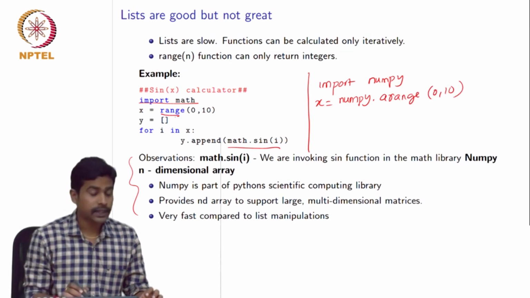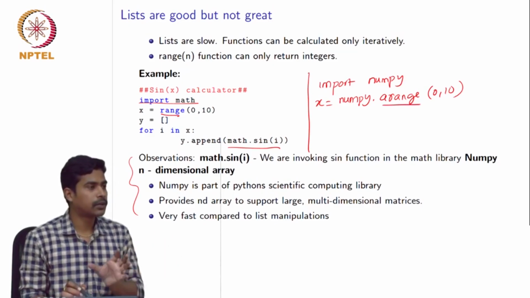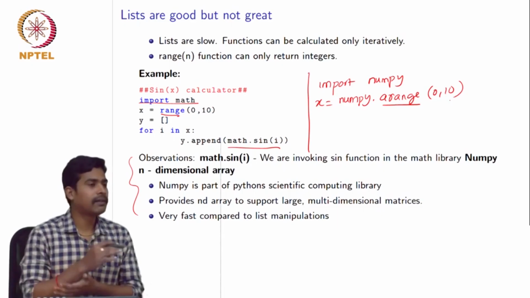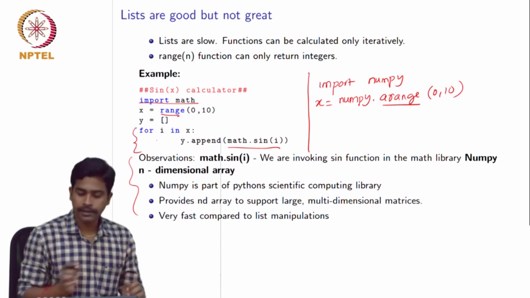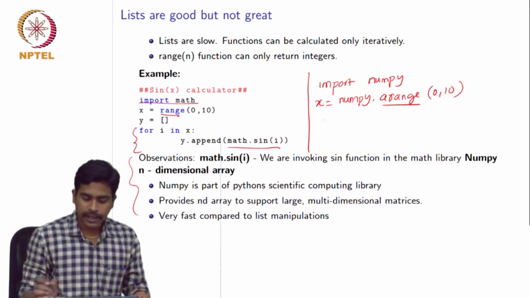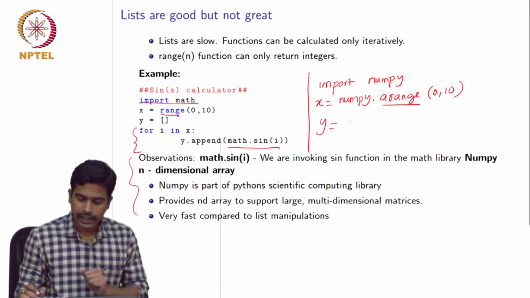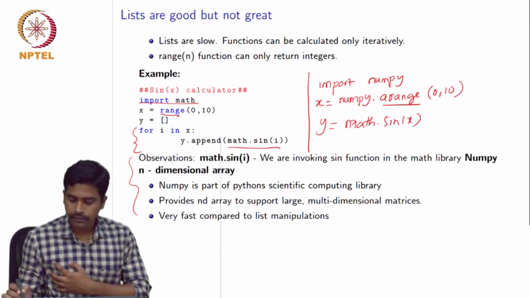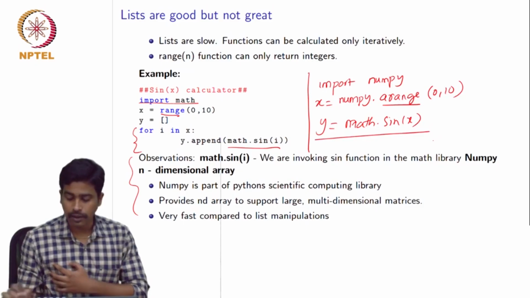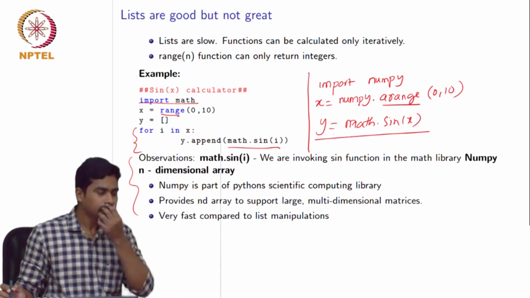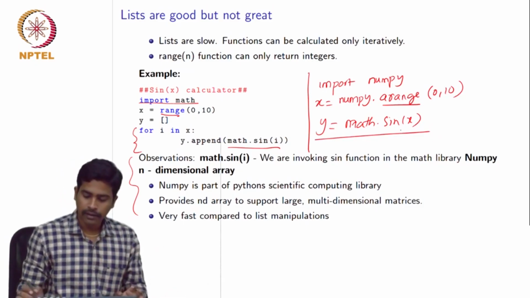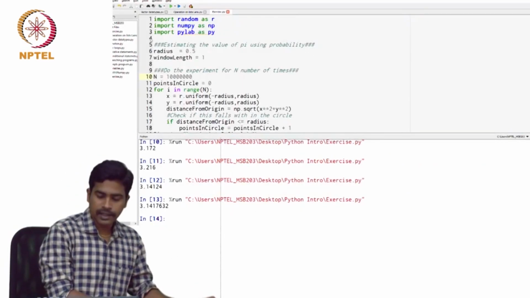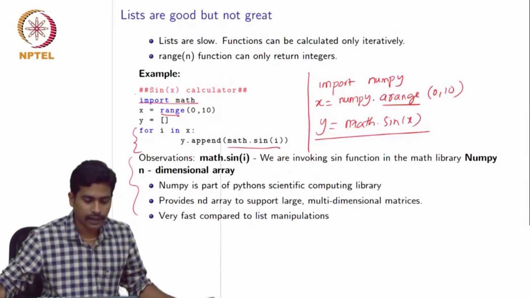Earlier we used the range command, which gives a list of values from 0 to 10, but here we are using another command, arange. This command gives a numpy array, which is different from a list. These two steps can be written in just a single step: y equals numpy.sin of x, that's all. We don't have to write any for loop. The output will be a list of values that has the sinusoid of x. Let's quickly go into Python and write this program.